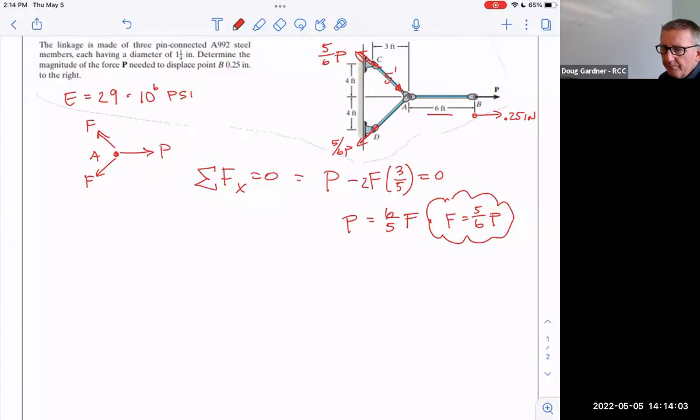Wait, Doug, why did you take 3/5? Because this thing is pulling, so it's pulling that far, 3, and then its hypotenuse is 5. So basically 3 out of 5 parts of it, I'm sorry, are horizontal. 3 out of 5 parts of that are horizontal.